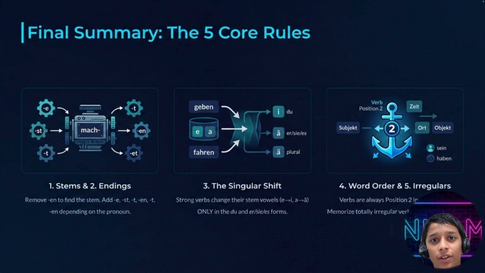4. Word order. The conjugated verb is fixed in position 2 in all declarative sentences. 5. Irregulars. Verbs like sein and haben must be memorized in full. They are few in number but extremely high in frequency. If you internalize these 5 rules, you have the framework for conjugating the overwhelming majority of German verbs accurately. The rest is practice and exposure.